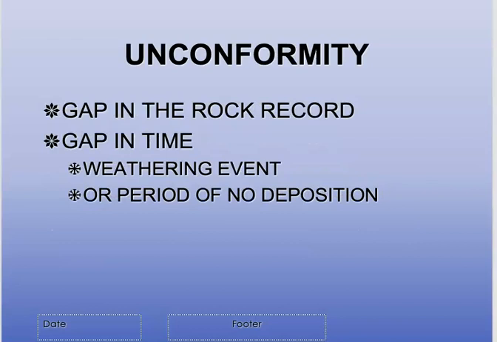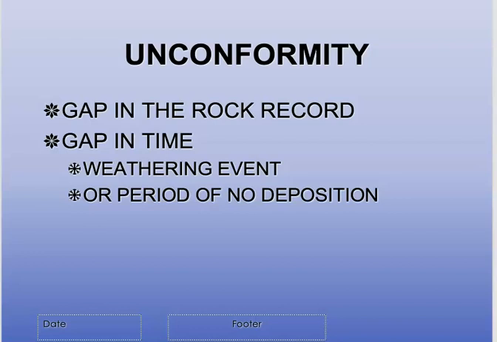So an unconformity is a gap in the rock record that represents a gap in time. It's a special kind of contact, okay? It's a special kind of contact that actually is a gap in time. And it can be a weathering event.